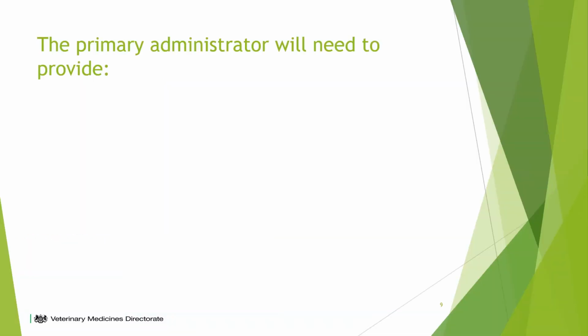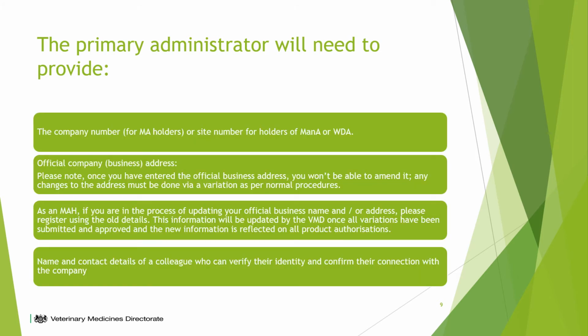So as the primary administrator, you'll need the following information in order to proceed with the registration process. You'll need the company number or site number if you're an existing holder. Therefore, if you already hold authorisations, you should have this information available to you.